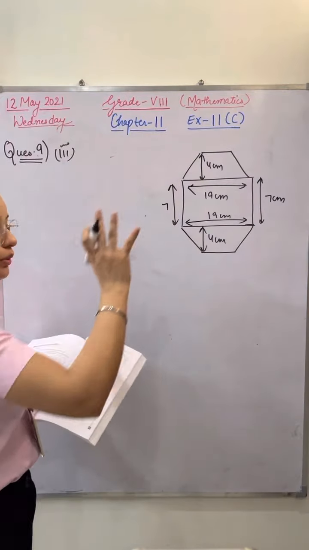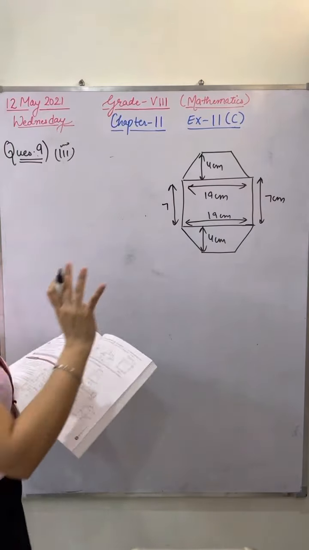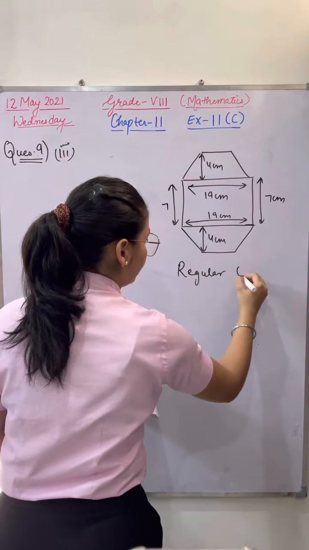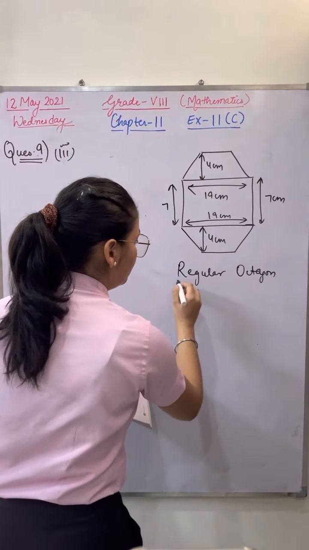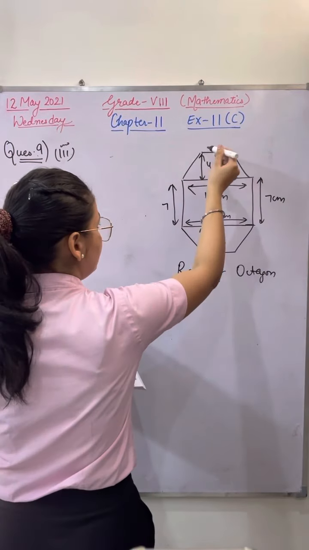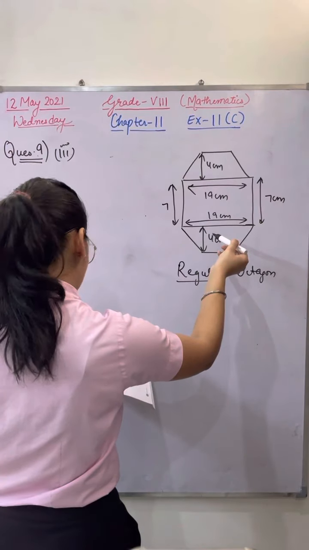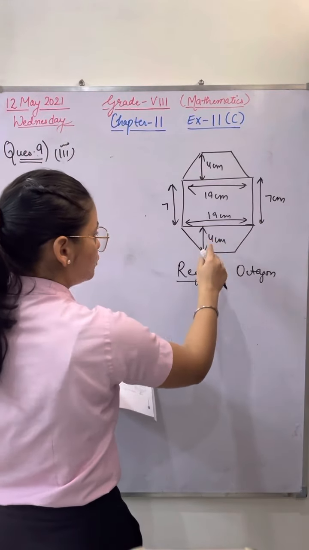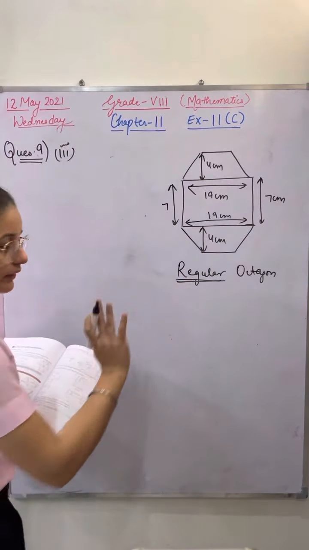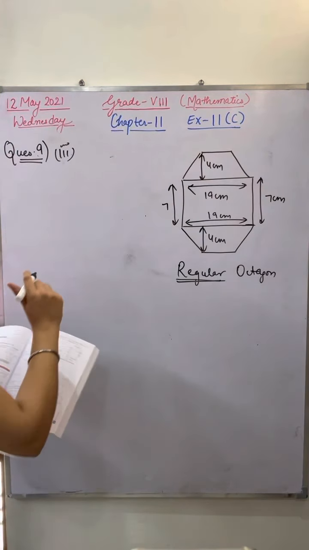Sometimes everything is not given to you. You have to see how you can split. It is a regular octagon. If this is mentioned with any figure, regular octagon, regular means if this is 7, this will be 7. All will be 7. If this is 19, this will also be 19. If this height is 4, this will be 4. Regular means the opposite sides are already the same. That is the meaning of regular.